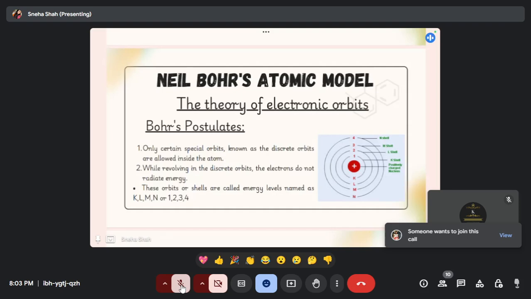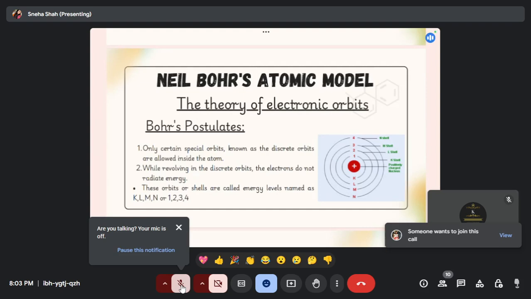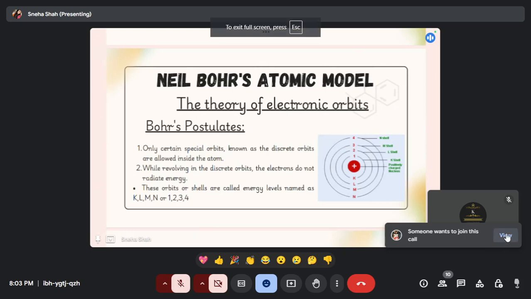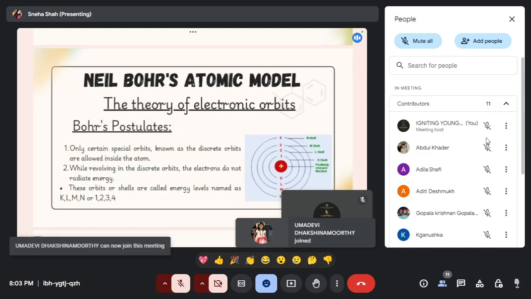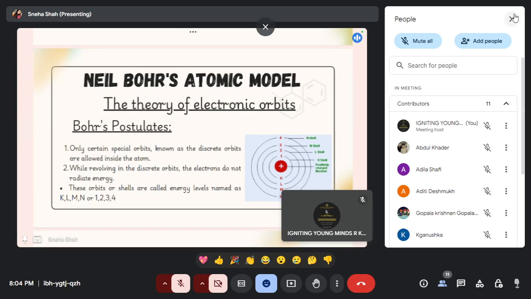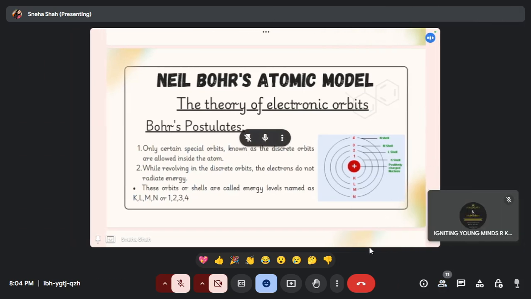These discrete orbits, discrete means separate from each other. They never cross paths. So when these discrete orbits are there in which the electrons are moving, then there is no scope of electrons having energy, because the electrons are already revolving under the energy of force of attraction that is coming to them from the nucleus itself by the positive charge of the protons.